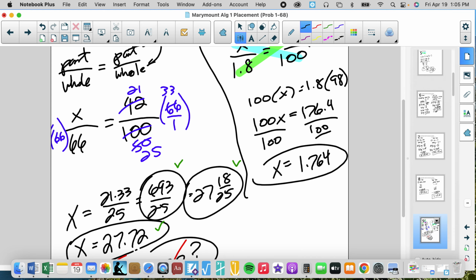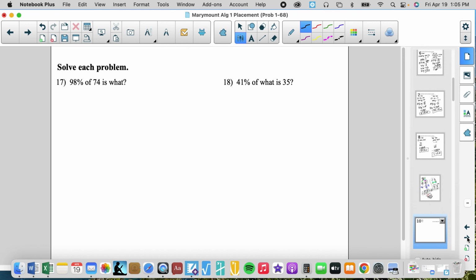That should be the only answer they give you, but I'm sure that the book does 1.8, or your answer key, I bet says 1.8. What does it say? No, it says 1.76. Okay, right now we're rounding to hundredths. Why? That makes no sense. Not happy with you, Marymount.